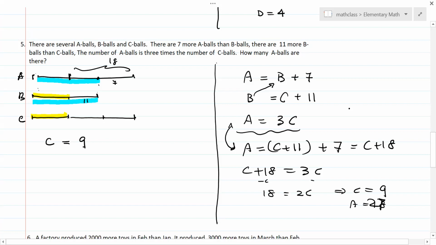But then also use the last sentence. The length of A is 3 times the length of C. That's why you can figure out C. So once you get C, then A is going to be 3 times 9, which is 27.